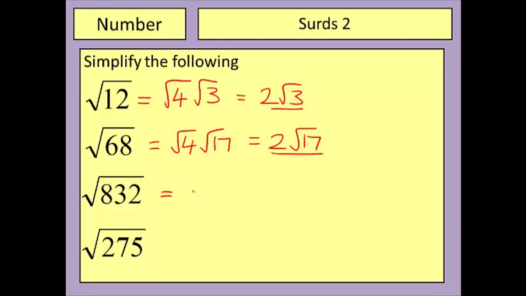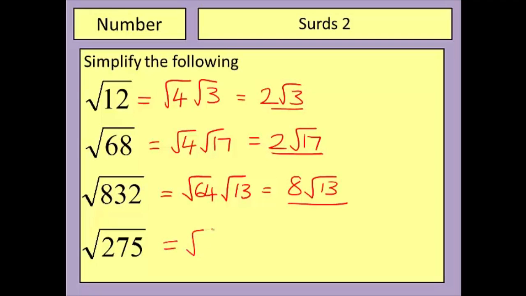Root 832 is the square root of 64 times the square root of 13. Root 64 is 8, and root 13 stays the same. That's a surd. And in the very last one, the square root of 275 can be written as the square root of 25 times the square root of 11. Square root of 25 is 5, and root 11 stays the same. Well done if you got all 4 of these questions correct.